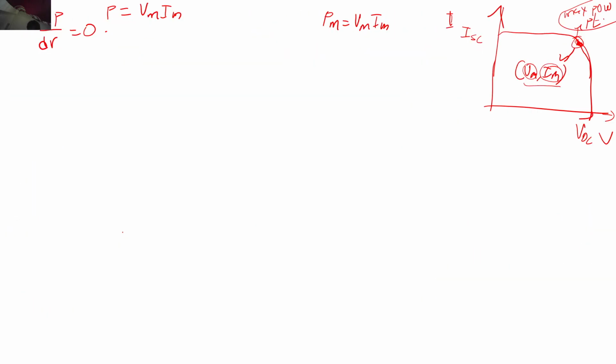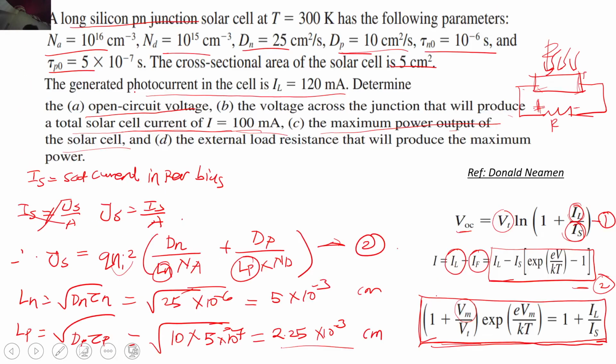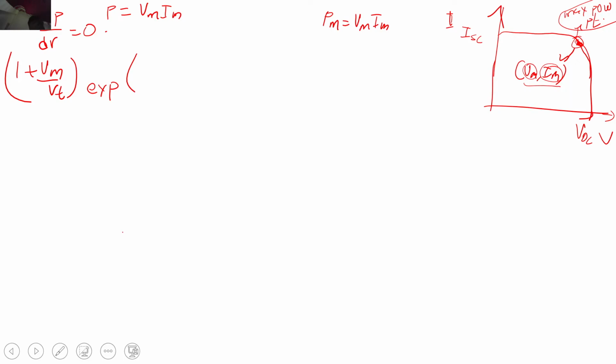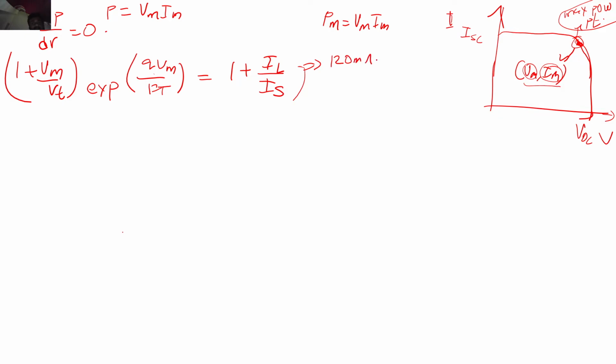So what is the equation? Let me write it. 1 plus Vm by Vt into exponential of Qvm by Kt is equal to 1 plus IL by IS, right? Now I have to get the value of Vm over here. I know the value of IL, right? IL has been given to me as 120 milliamperes. The IS we have calculated. VT we know. The only thing that is unknown is the value of Vm.